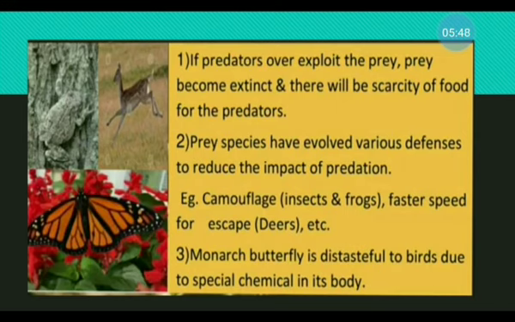Prey species have evolved various defenses to reduce the impact of predation. Camouflage, that is insects and frogs, faster speed for escape, deer, etc. Monarch butterfly is distasteful to birds due to a special chemical in its body.